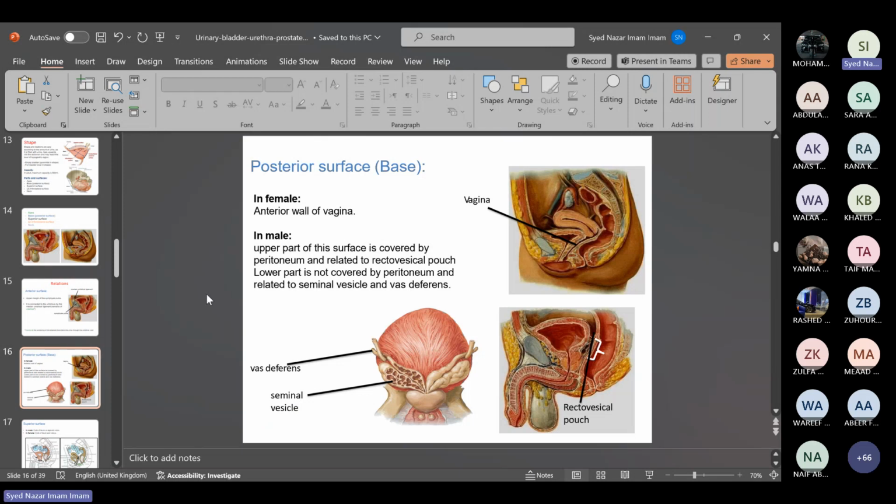Posterior surface, it's different in the male and female. In the female, it is the anterior wall of the vagina, but in the male, we have these structures. Remember, in the cut section, we have shown you that just behind the urinary bladder, we have seminal vesicles. And there is another structure coming just supralateral to the seminal vesicle that we used to call the vas. So these two structures lie behind the urinary bladder and they are related to the posterior surface.